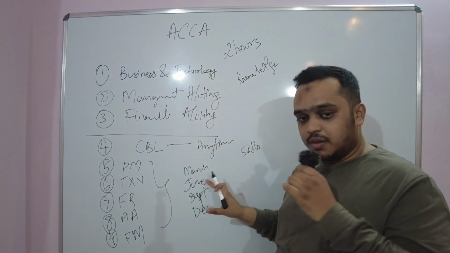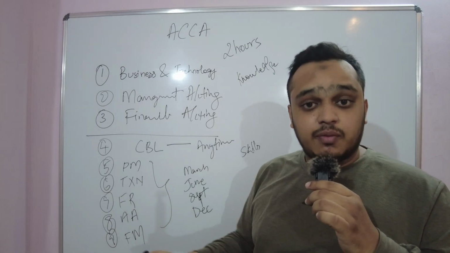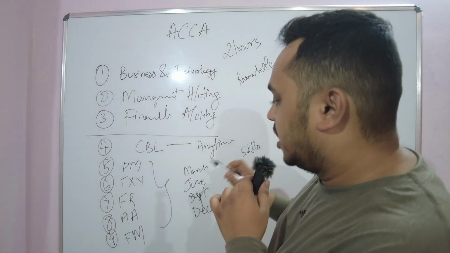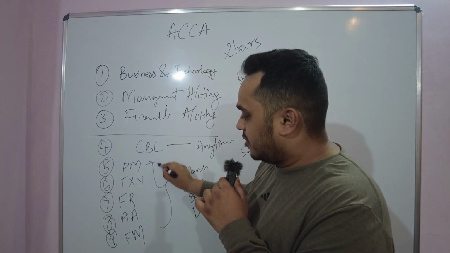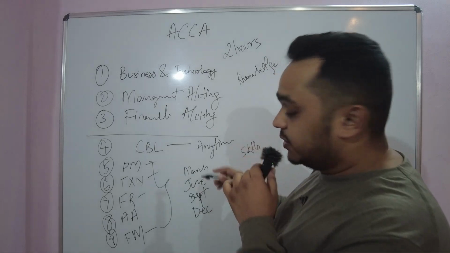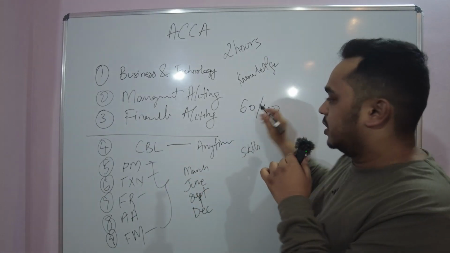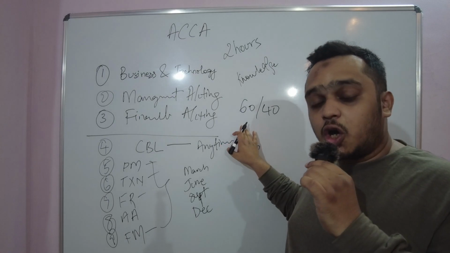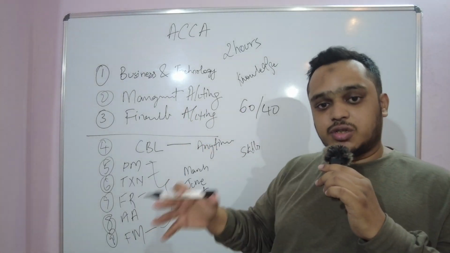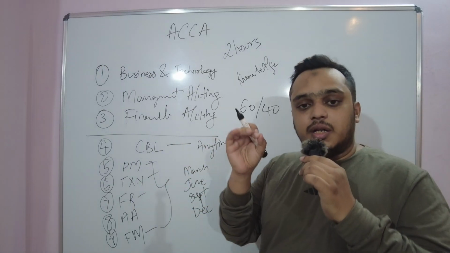Now what is suggested? Giving one paper at a time is highly suggested, or you can even go two papers at a time depending on your preparation. Understand this: performance management, taxation, financial reporting, financial management, these papers are divided into 60-40. 60 is your objective questions, 30 is independent questions, 30 is comprehensive questions, and 40 is your descriptive big questions.